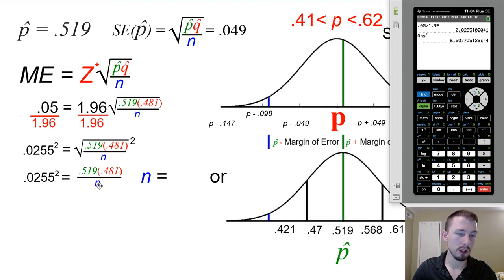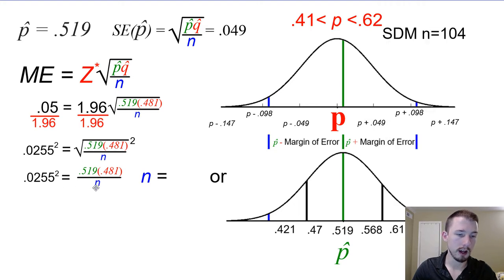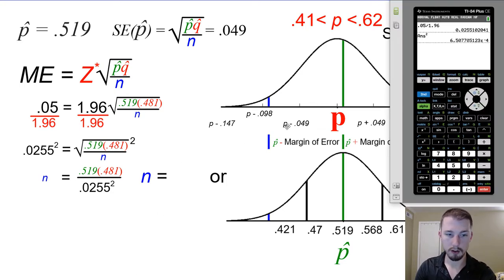Now, there's a little trick that we can do here. We can actually take this value and multiply both sides by n, and then divide them both by whatever that other value is here, so the 2.55% squared. So what I'm going to end up putting in the calculator at the very end, and if you want to put it as a fraction, you totally can.